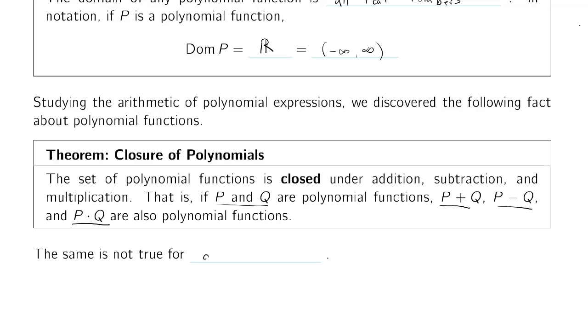Crucially, this is not true for division. And in fact, it's kind of the mirror of the way that the integers work. If we add, subtract, multiply two integers, we're going to get another integer. But if we divide two integers, we might get a fraction. If we add, subtract, or multiply two polynomials, we get another polynomial. If we divide two polynomials, we might get a new kind of thing that we're going to meet very shortly.